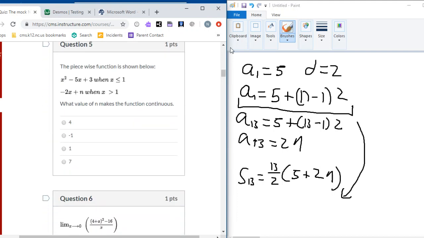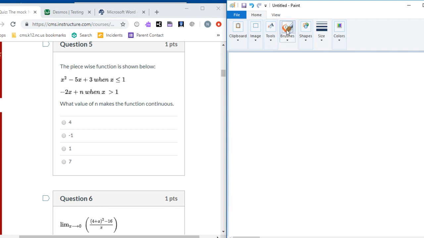Question 5. A piecewise function is shown below. X squared minus 5x plus 3 when x is less than 1. Negative 2x plus n when x is greater than 1. What value of n makes the piecewise function continuous? So these are the steps to make a piecewise function continuous. This is one you're going to have to do algebraically.